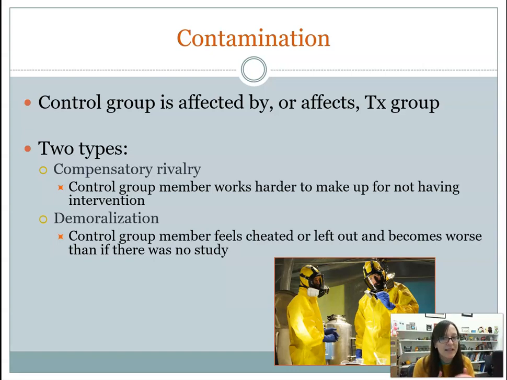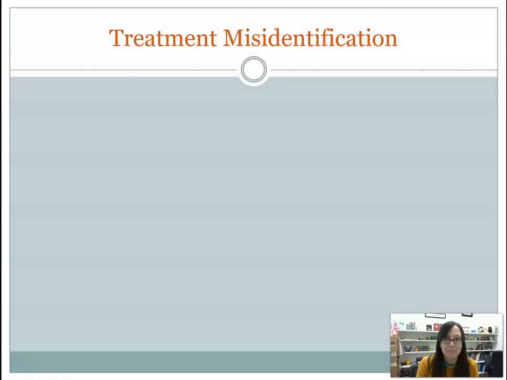So both of these can have an effect just by virtue of the fact that that group finds out that they're part of the control group. So either they ramp it up to try to make up for it, or they just give up totally. And either one of those can have problematic consequences.